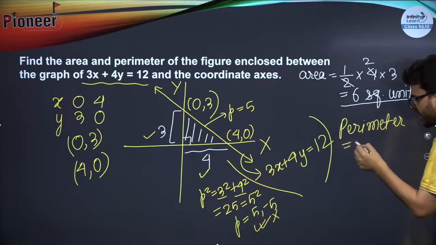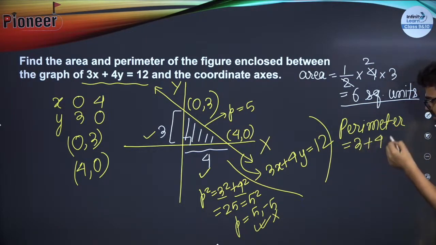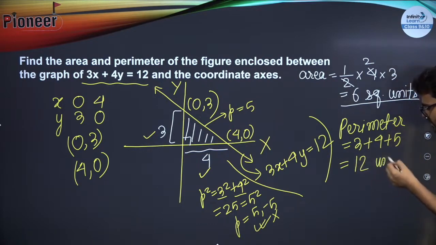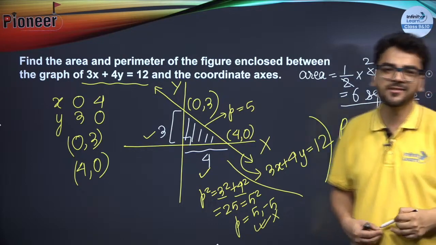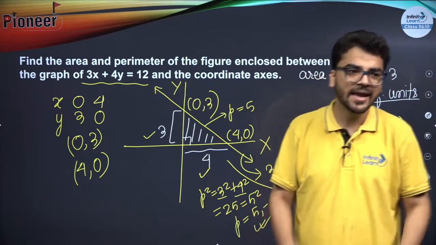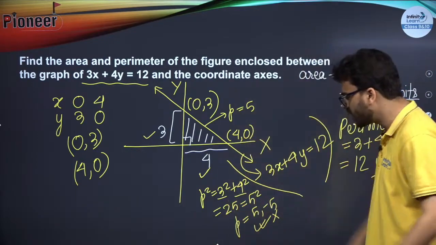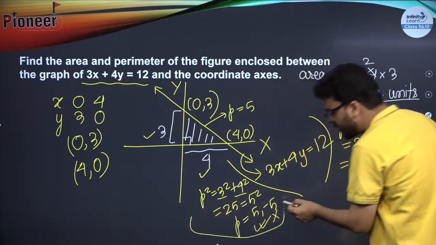So that will be 3 plus 4 plus 5. So that is equal to what? 12 units. Don't write square units because this is not area. So 12 units is the perimeter of this triangle and 6 square units is the area of this triangle. Abhimanyu, it's a quadratic equation, so you will get two values of p over here.